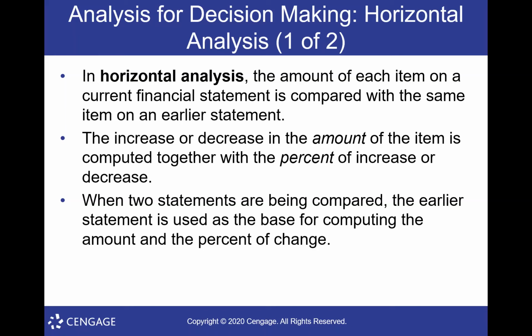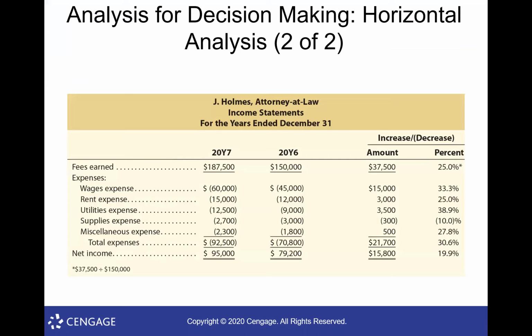This means we're going to compare the amount of each item on a current financial statement with an item on an earlier statement. When we talk about horizontal analysis, when it comes up in your homework and other areas, what we mean is we'll take two years of income statements, for example, or you can do it with balance sheets, and lay them out next to each other. So all the items are next to each other, and then we can look at the amount of increase or decrease between the years. It's just a way of analyzing, right?